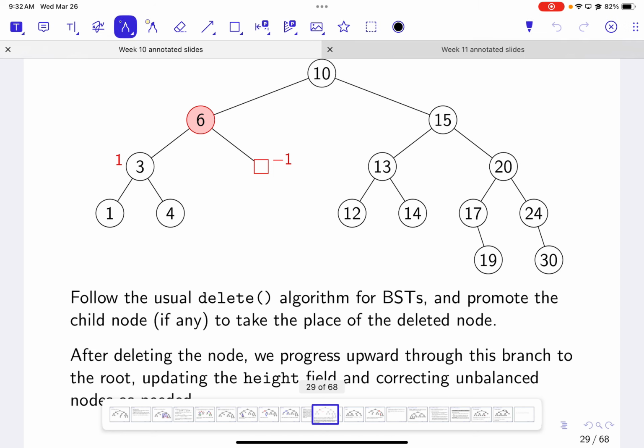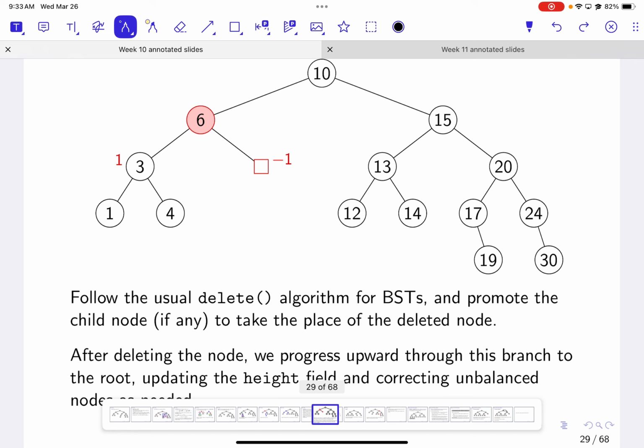So what I meant to do was start drawing on the screen. The right child's height minus the left child's height is -2. The definitions that we started this topic with mean that this tree's balance is unacceptable, and we need to rotate the tree along node 6 in order to rebalance it. In general, we start at the place where we deleted the node and then go upwards towards the root. Rebalancing is necessary.